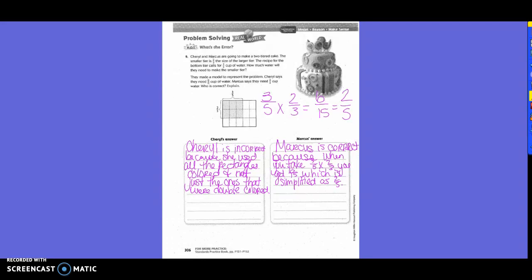Who is correct? So basically, they showed what was double colored, right? And then this would have been also colored for this part, right? And then they colored in the 2/3 part after they broke it apart horizontally. So we said Cheryl's answer is incorrect because she used all the rectangles colored and not just the ones that were double colored. And then Marcus's answer is correct because when you take 3/5 times 2/3, you get 6/15, which is simplified as 2/5.